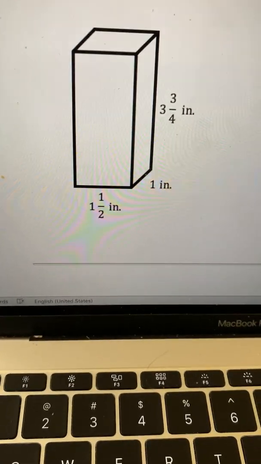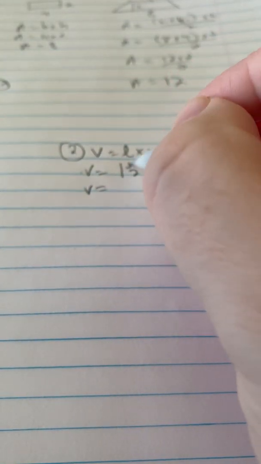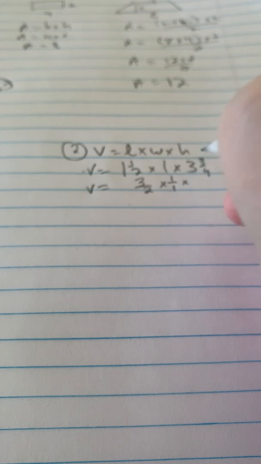Volume equals 1.5 times 1 times 3 3/4. All I did was take the 3 numbers that it gave me for volume and multiply them by each other. In order to multiply fractions, I need to change everything to an improper fraction. 2 times 1 is 2, plus 1 is 3 over 2, times 1 over 1, times 4 times 3 is 12, plus 3 is 15 over 4.